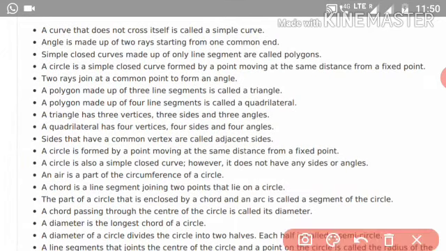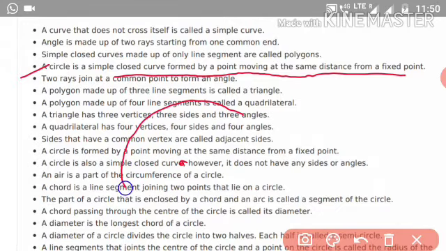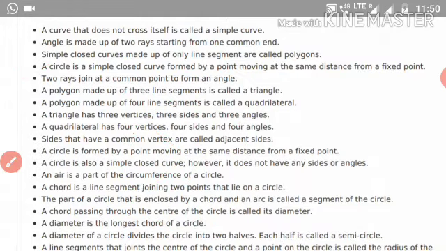That is what? A circle is a simple closed curve formed by a point moving at the same distance from a fixed point. So from this fixed point, it will move with what? Equal distance, okay, equal distance. This all distance will be equal, then this is called what? Circle, okay, then this is called circle.